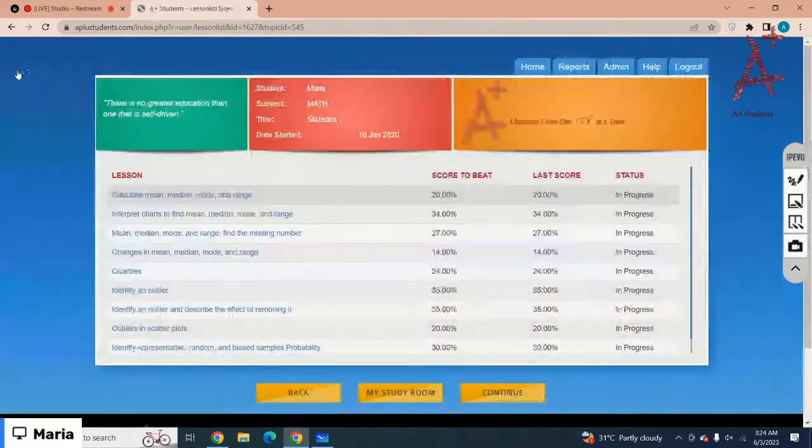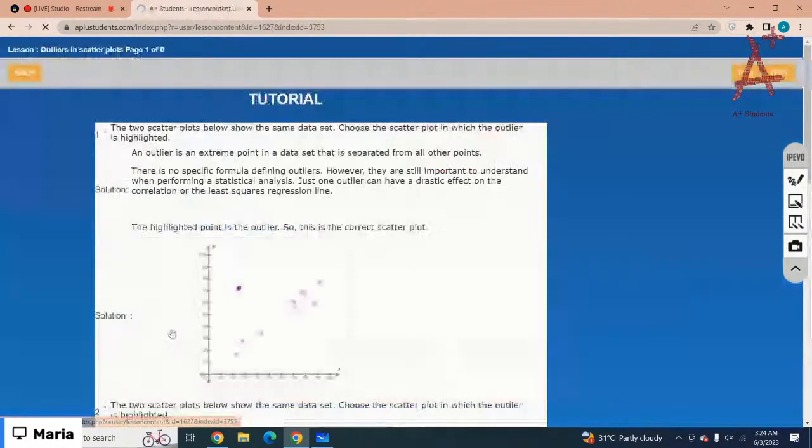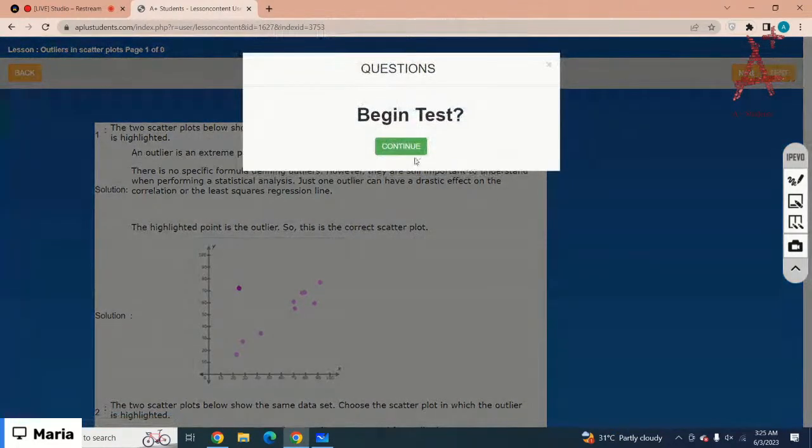Okay, the next lesson is outliers in scatter plots. The two scatter plots below show the same data set. Choose the scatter plot in which the outlier is highlighted. An outlier is an extreme value in the dataset that's separated from all other points. You're not given the options here. Let's just start with the test.